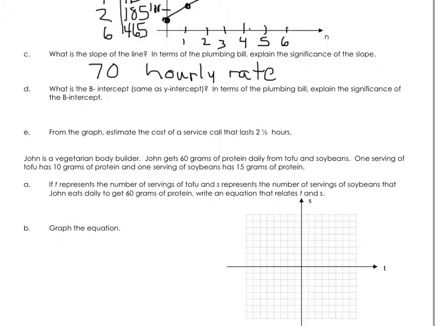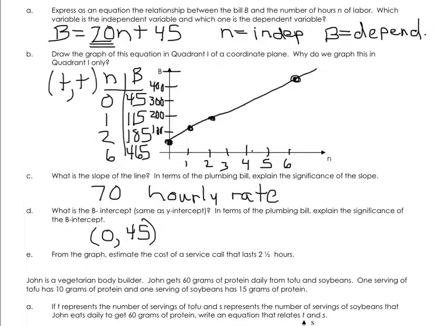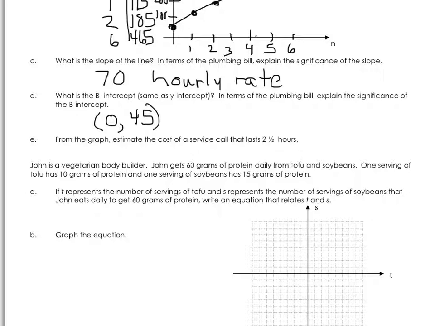What is the b-intercept, which is the same thing as the y-intercept? The b-intercept is 0, 45. In terms of the plumbing bill, explain the significance of the b-intercept. It says that you have to pay a trip fee of $45. So that's the significance of that. $45 is the trip fee. It's how much you owe just for them pulling up to your door.